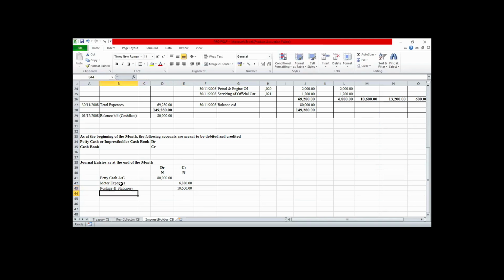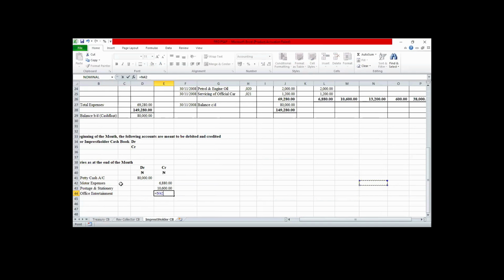10,600. The next one, office entertainment. How much do we spend on office entertainment? 13,200. Sundry expenses. How much do we spend on that one? 600.